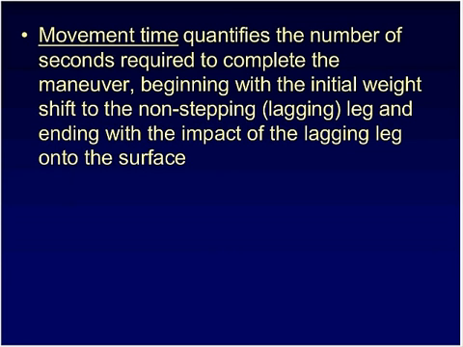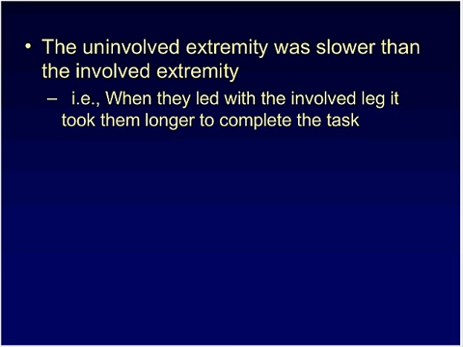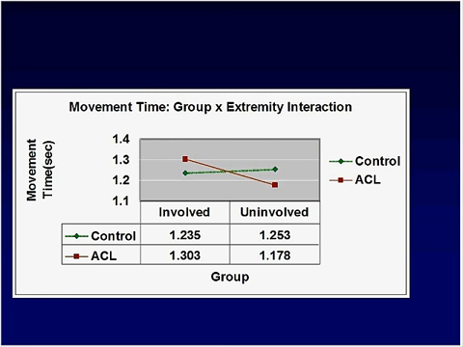We also looked at movement time in this group, which is the number of seconds required to complete the maneuver. And what we found was the involved extremity was slower than the uninvolved extremity. So when they led with the involved leg, it took them longer to complete the task than when they led with the uninvolved leg. If we take a look at this, the control group is in green, and the ACL group is in red.